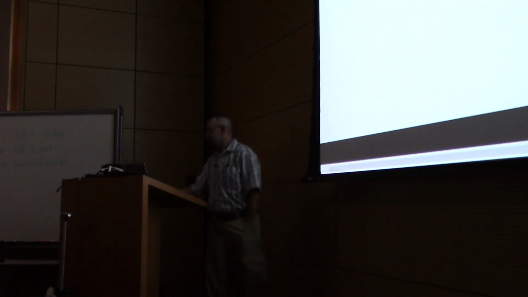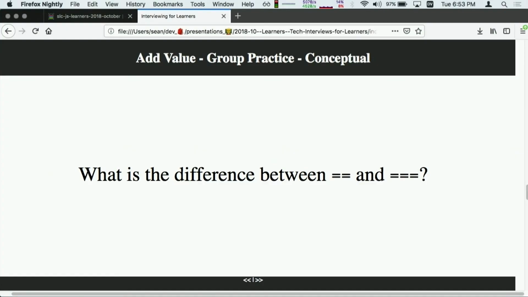Okay. So our first question is, what is the difference between a double equals and a triple equals? Who thinks they kind of sort of understand the difference? Okay. So double equals and triple equals are both comparing values. A double equals will typecast in order to get both values to the same type, but a triple equals will compare both the type and the value, and it won't typecast the other value.